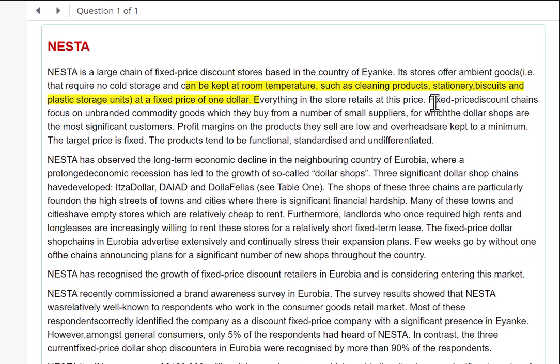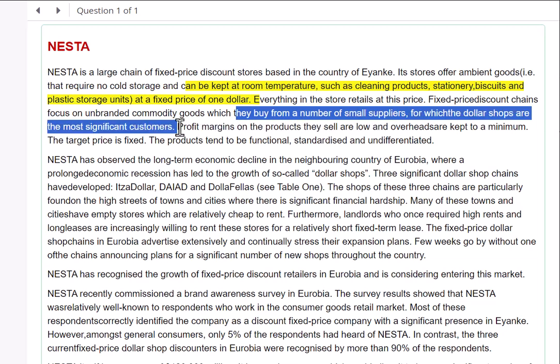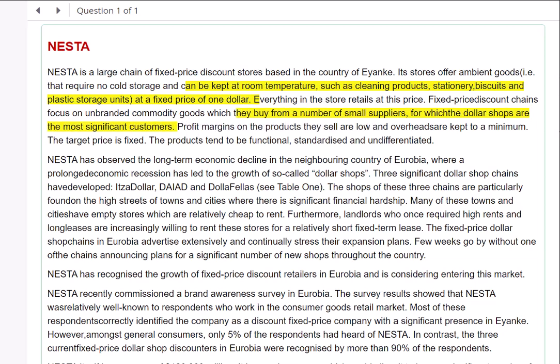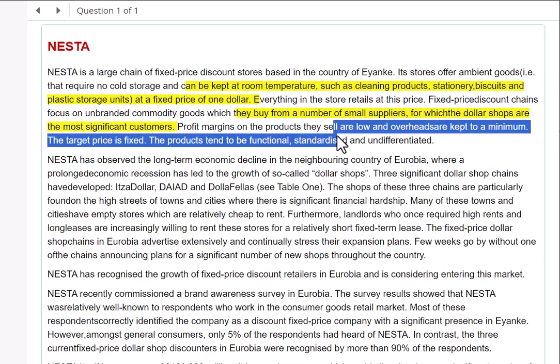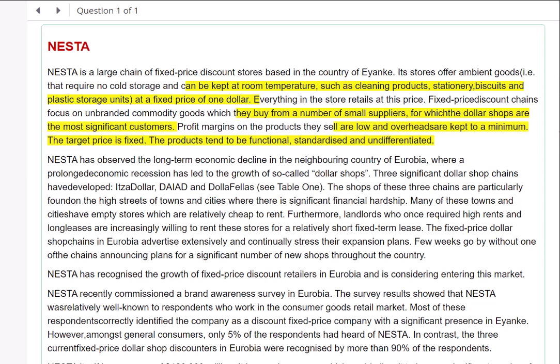Fixed price discount chains focus on unbranded commodity goods which they buy from a number of small suppliers for which the dollar shops are the most significant customers. Profit margins of the products they sell are low and overheads are kept to a minimum. The target price is fixed. The products tend to be functional, standardized, and undifferentiated.